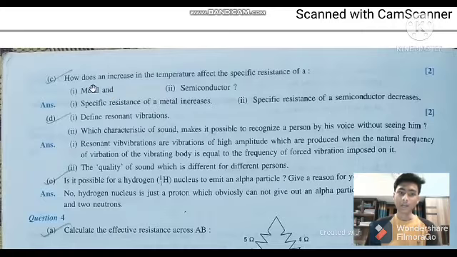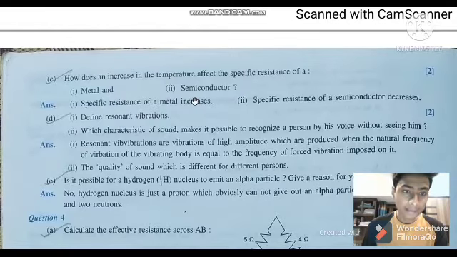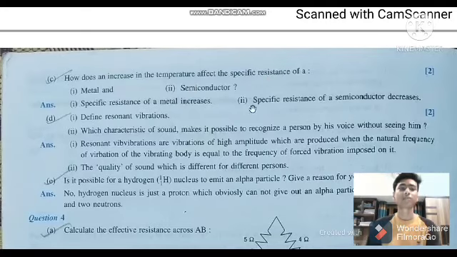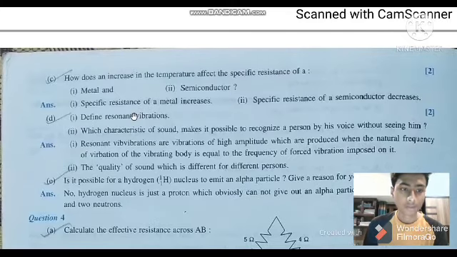Next question is, how does an increase in the temperature affect the specific resistance of a metal? And number two is a semiconductor. So first case, specific resistance of a metal.